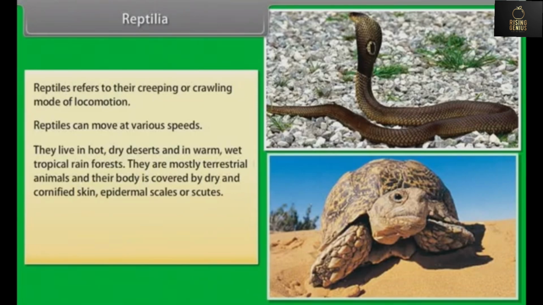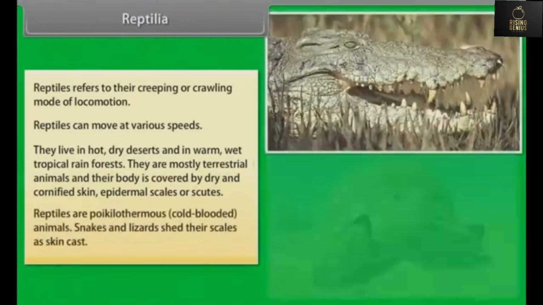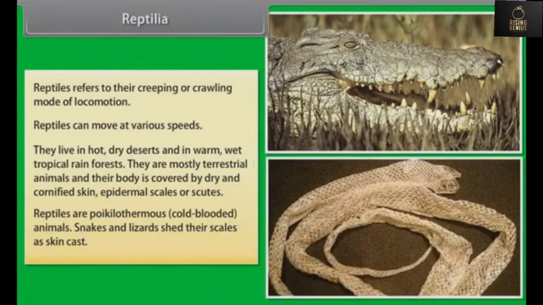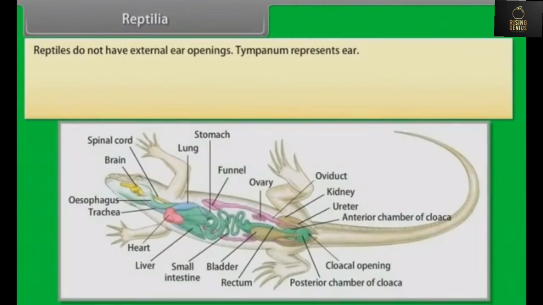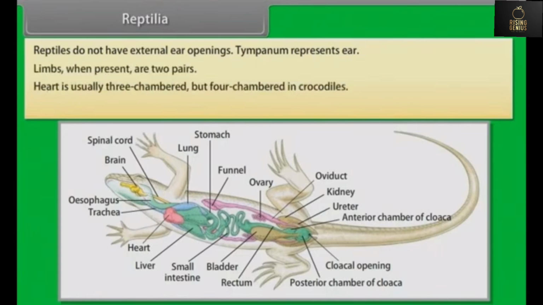Epidermal scales are scutes. Reptiles are poikilothermous or cold-blooded animals. Snakes and lizards shed their scales as skin cast. Reptiles do not have external ear openings. Tympanum represents ear. Limbs, when present, are 2 pairs. Heart is usually 3-chambered, but 4-chambered in crocodiles.